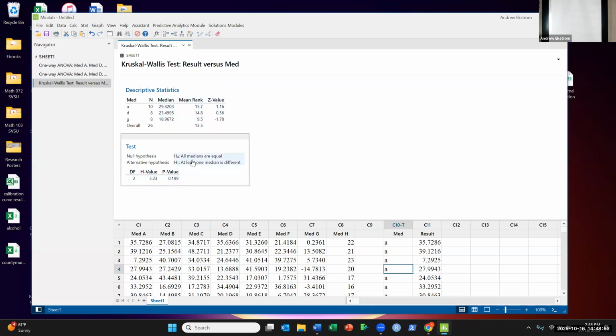But so this is looking at our all medians equal, at least one median is different. Hopefully you all remember the difference between a median, a mode, and an average or a mean. That should have been week 1, DS 301. Everybody remember the difference there? Okay. So this is telling us that there definitely is not a statistically significant difference between our groups.